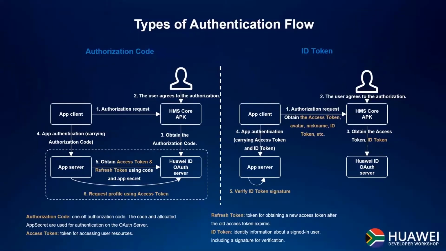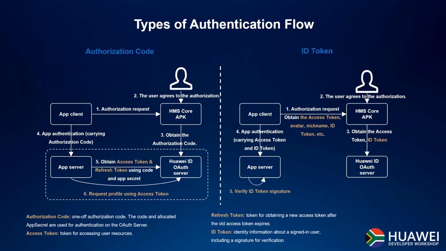So looking into the types of authentication flow which are offered by the kit, there are two types of flows which you can interact with, especially when you're doing the coding. The authorization code one is the one that requires the app to have a server, and the ID token does not. Authorization code is the one that we usually recommend, and ID token is not usually used because it doesn't really require users' details to be saved in the backend, and not a lot of apps actually use that kind of use case.